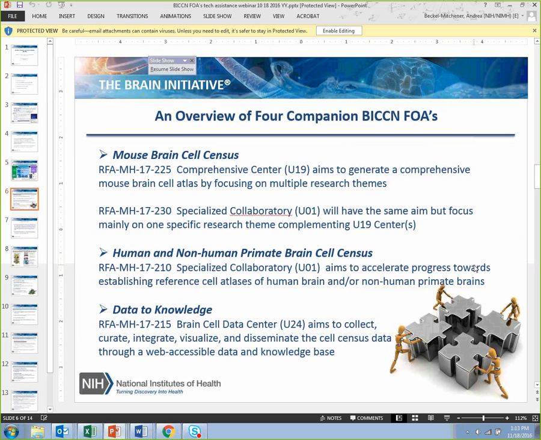The human and the non-human primate brain cell census will be supported by RFA-MH-17-2210 U01 to accelerate progress towards establishing reference cell atlases of human brain and or non-human primate brain. And the data center U24 RFA aims to collect, curate, integrate, visualize, and disseminate the cell census data through a web-accessible data and knowledge base.